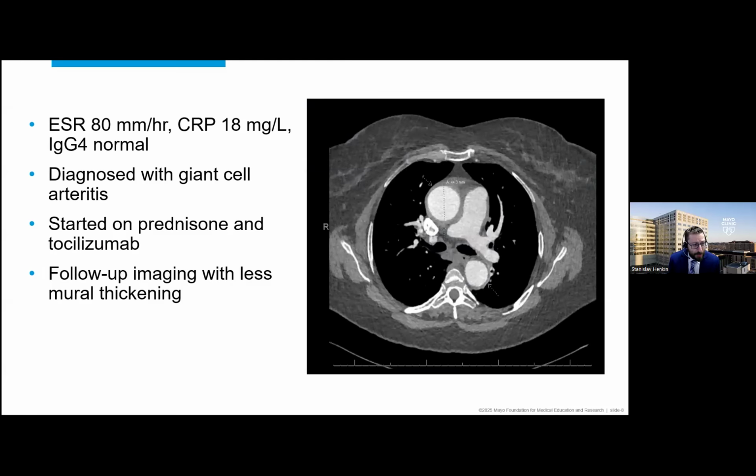We then get some lab work. She has an ESR of 80, CRP of 18. Her IgG is normal. We're able to diagnose her with giant cell arteritis. She started on prednisone and tocilizumab, and she does much better. A couple of months later, her follow-up imaging shows much less mural thickening. So think about that case number one.